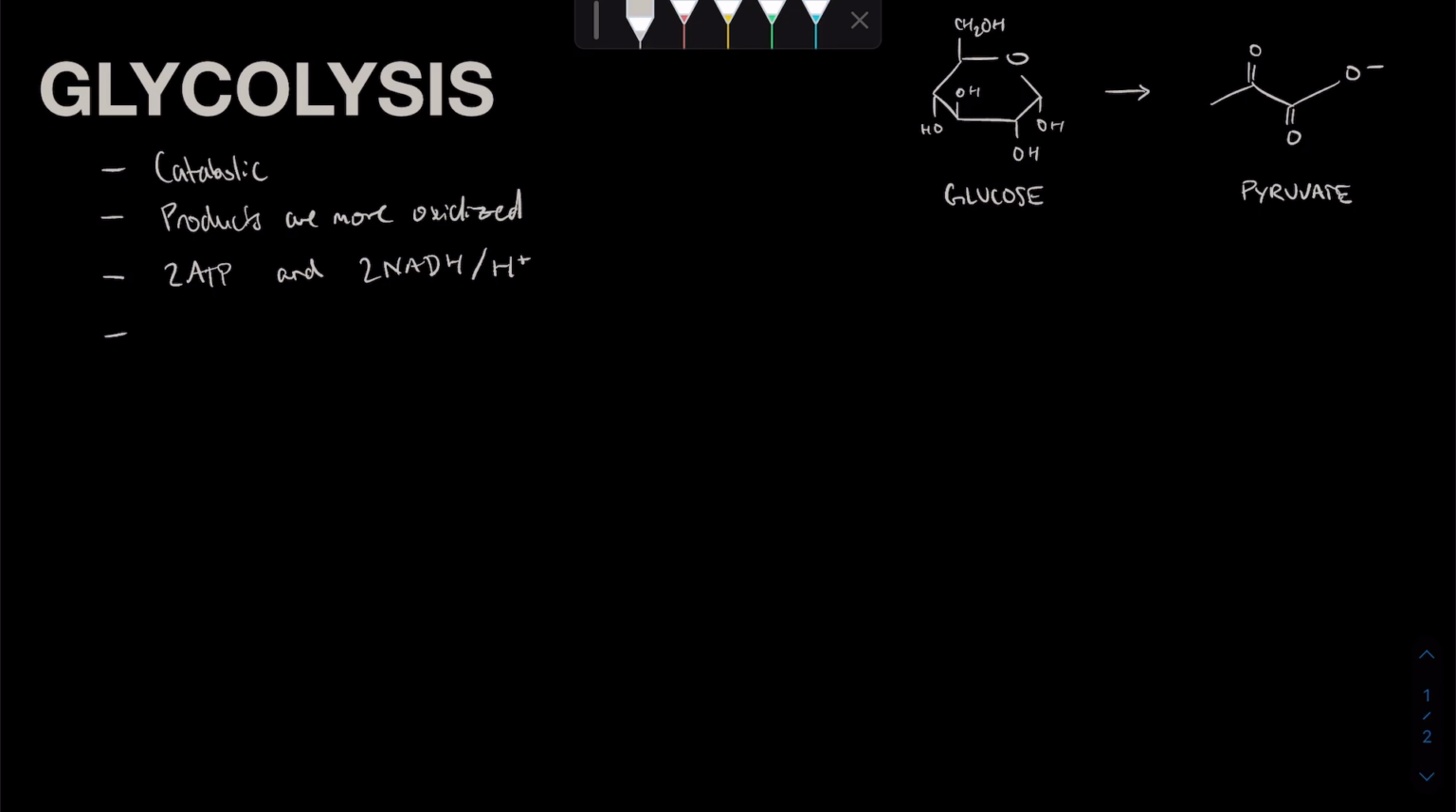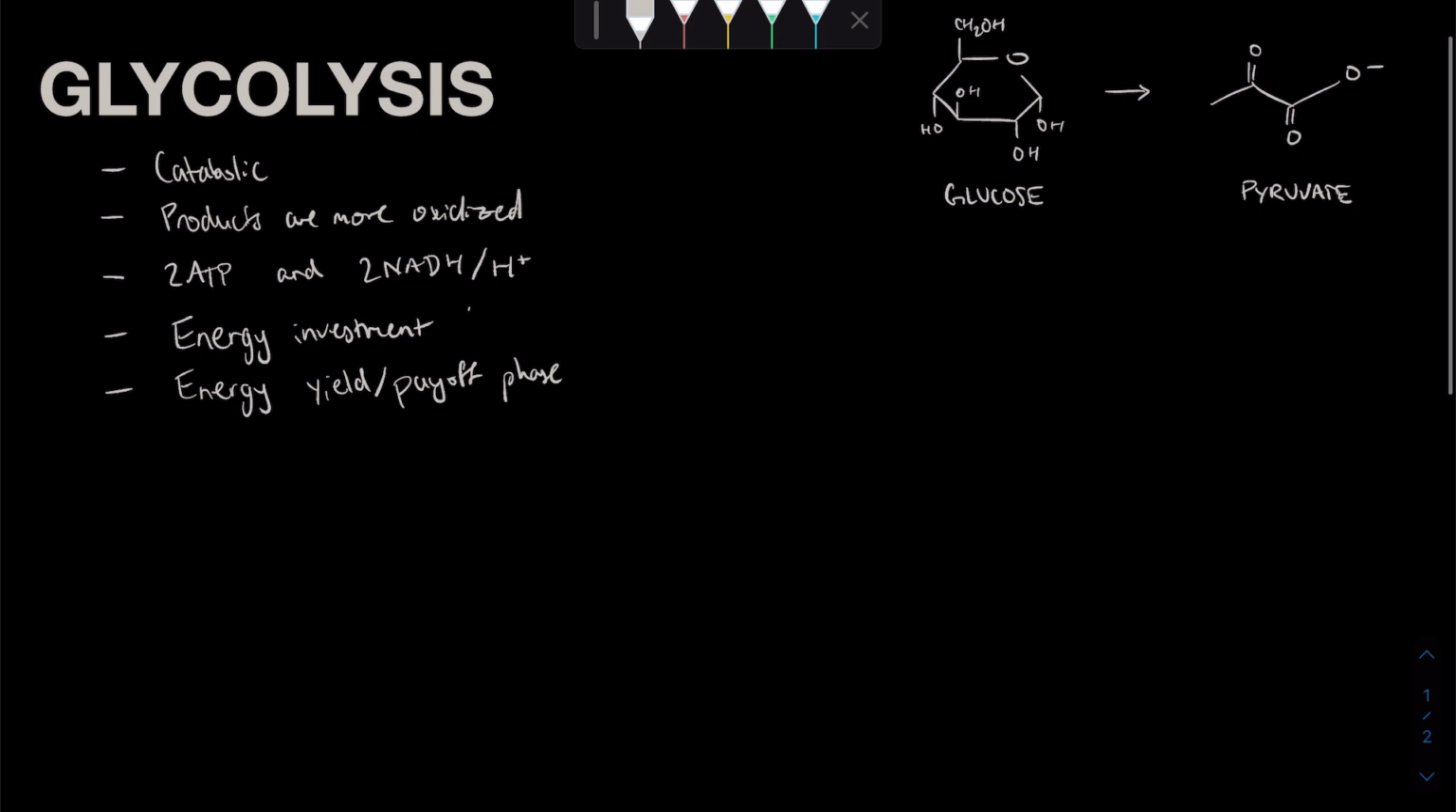There's also going to be 2 different phases to glycolysis. There's something called the energy investment phase, where we're going to put in 2 ATP. We're going to invest 2 ATP because we're going to yield 4 ATP in our energy yield phase. It's also called the energy payoff phase sometimes. And energy investment is going to be steps 1 through 5. Energy yield is going to be steps 6 through 10.